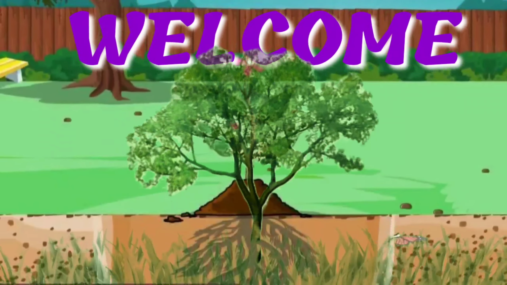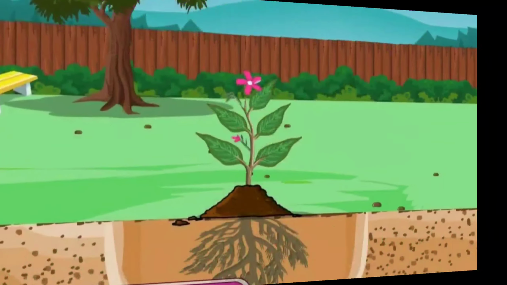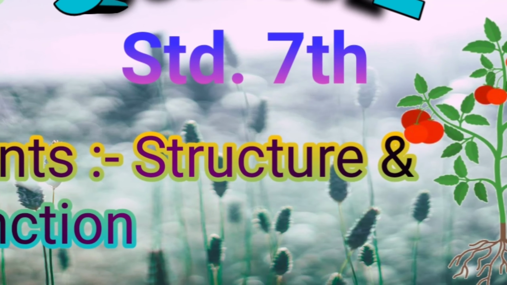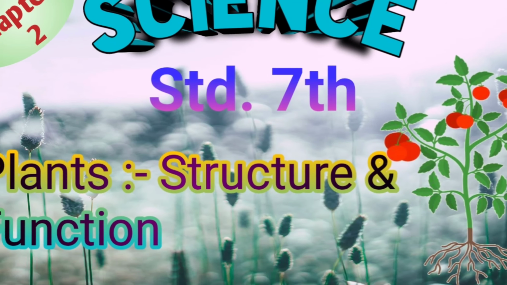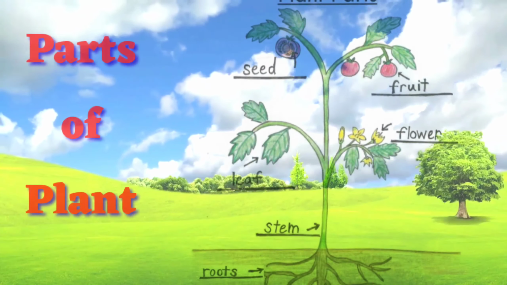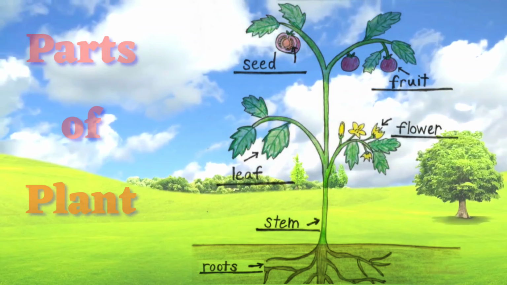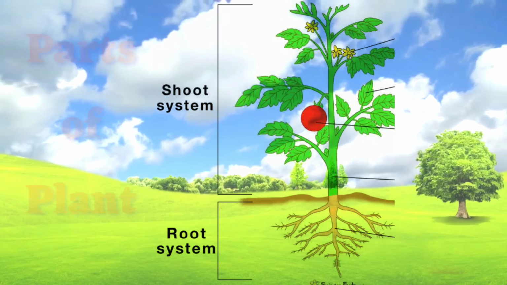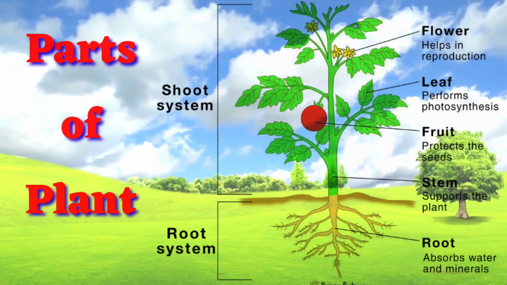In previous standards, you have studied the basic structure and function of parts of plants. In 7th standard, we will study in detail the structure and function of parts of plants. As we know, there are 5 basic parts of a plant, that is root, stem, leaf, flower and fruit. All these parts have different structures and functions. Let us start with the first part, that is root.